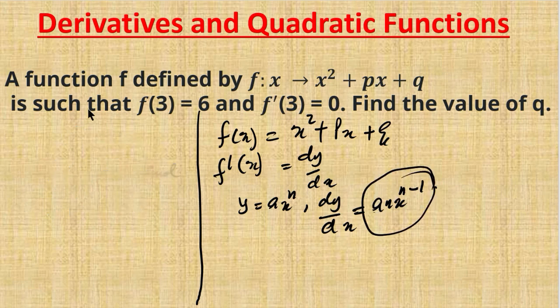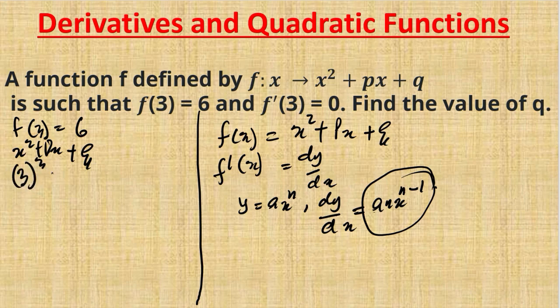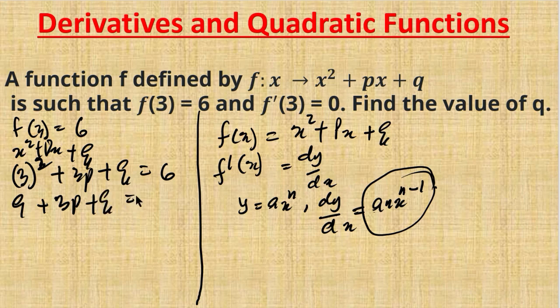Let me create space here. First and foremost, f of 3 is equal to 6. That means in place of x squared plus px plus q, I'll begin to substitute for x. x will be 3 squared plus 3p plus q is equal to 6. Now, 3 raised to power 2, not raised to power 3. Here is 9 plus 3p plus q is equal to 6.